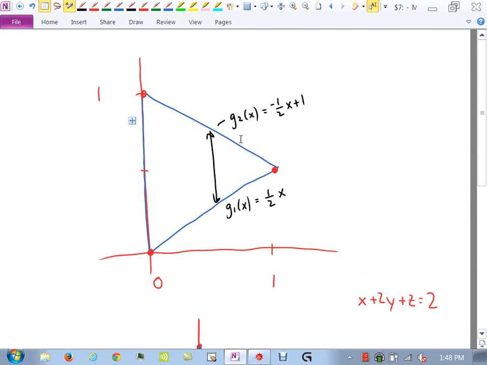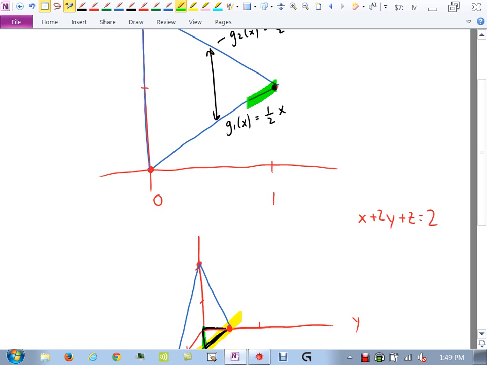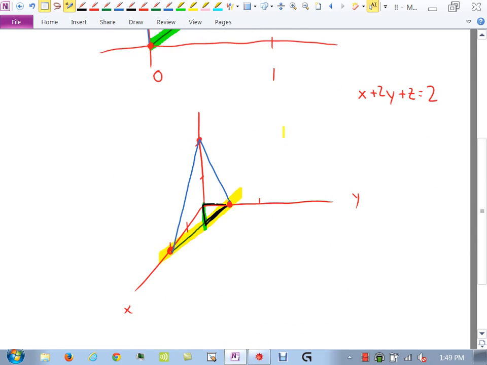Go back up here. Where did this line come from right here? Where did that come from? Didn't that come from that x plus 2y plus z equals 2, and we had set z equal to 0. So that's the actual plane that has the angle on it. That's where it hits z equals 0. That's this part. And then that other part right here, the greenish part there, is this one. And then, of course, x equals 0 is the backside.